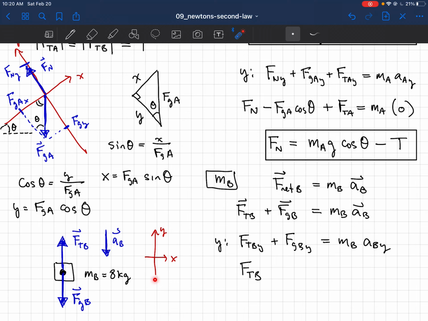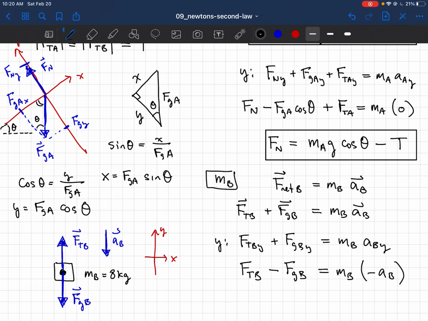F_GBy, well, F_GB points down, so it's going to sit on the negative y-axis. So that's going to be minus F_GB, minus the magnitude. And don't stop at the equal sign, keep going. So we get equals m_B a_By. Well, a_B is this vector, and it also points down. So I have to write a_By as minus the magnitude a_B.